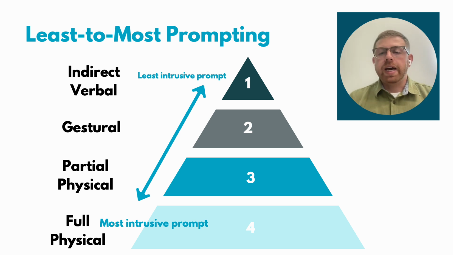So I have my initial instruction. I need to insert a prompt with least to most prompting. I'm going to start with my indirect verbal. If that doesn't occasion the target response, then I'm going to move down my hierarchy, going towards the most restrictive. So if indirect verbal doesn't work, move to my gestural. If gestural doesn't work, move to my partial physical, and then on to my full physical if it's not working. So we're starting with the least intrusive prompt from the start.